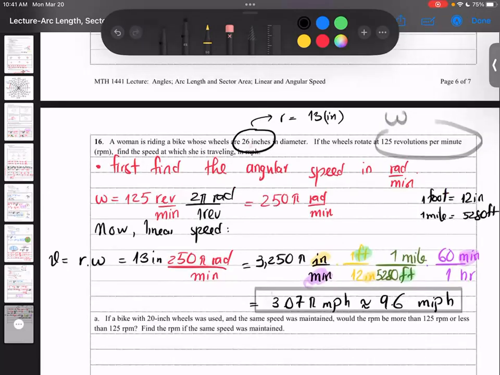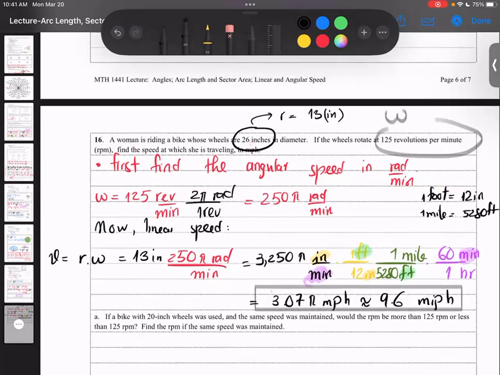Number 15 is exactly the same as number 16. You should be able to mimic what I just did.